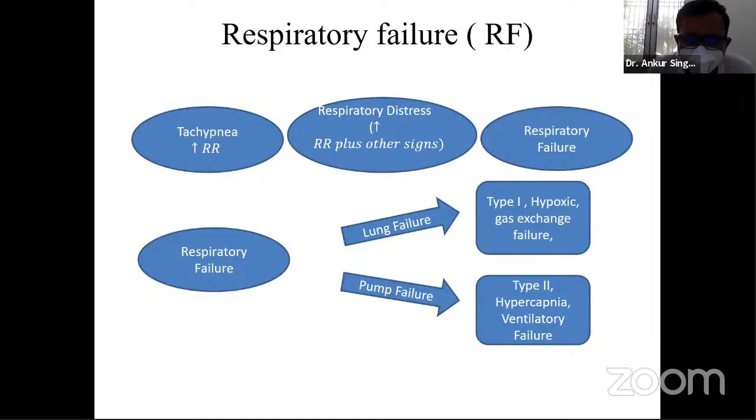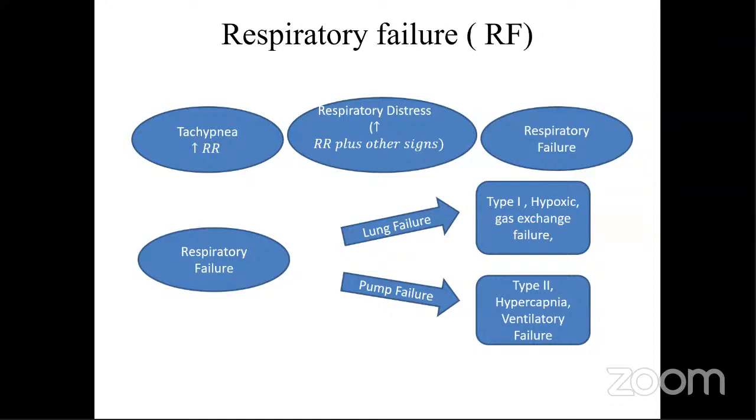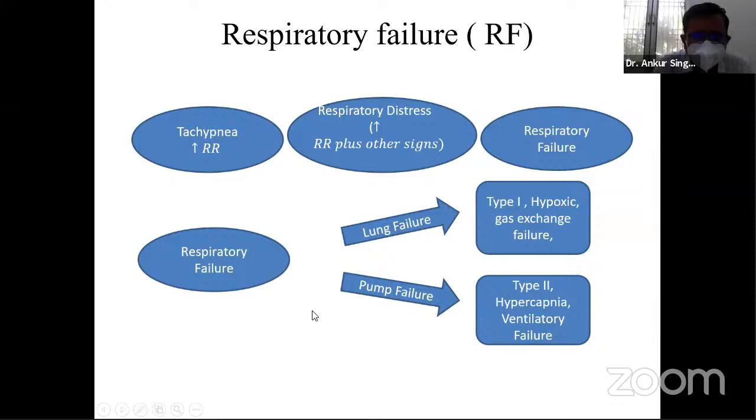Whenever a child is affected with any respiratory disease like pneumonia or LRTI, it starts to manifest with tachypnea. There is an increase in respiratory rate, that is called tachypnea. When this increase in respiratory rate is accompanied with the use of accessory muscles of respiration, nasal flaring, use of neck muscles, use of intercostal muscles, head bobbing, that becomes respiratory distress.